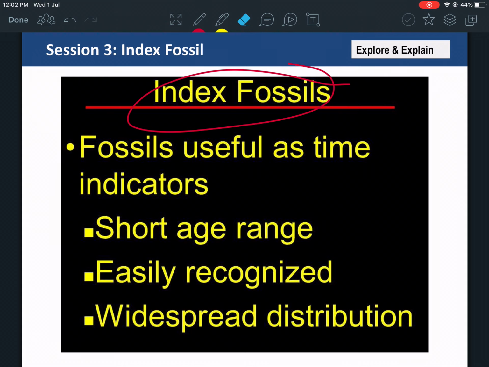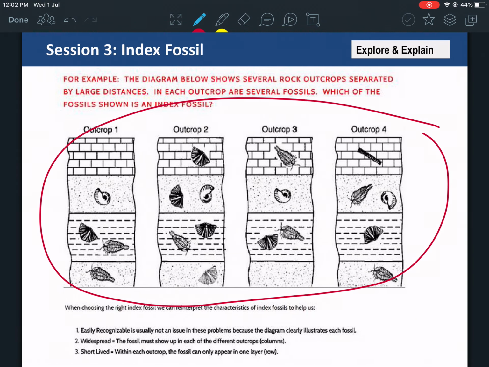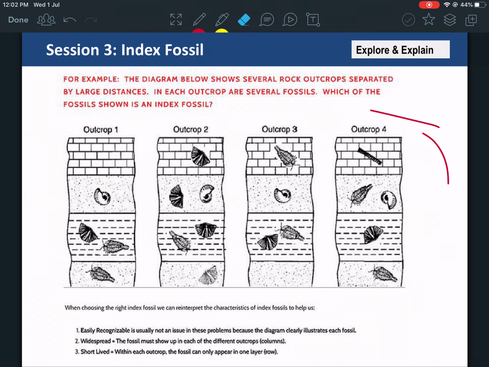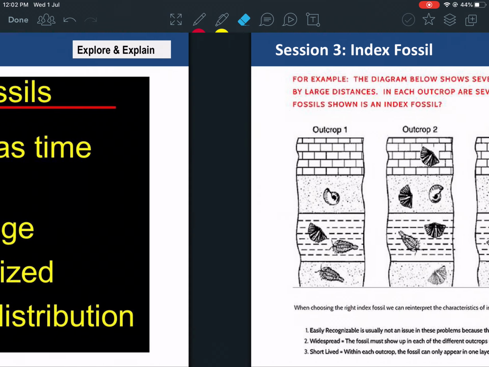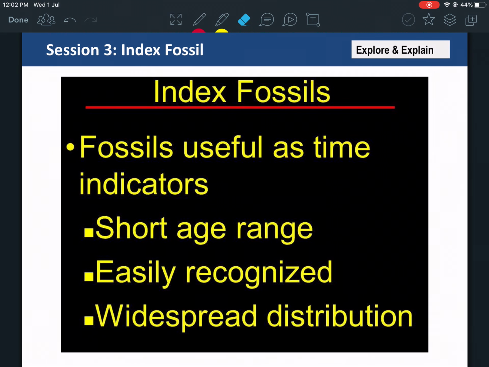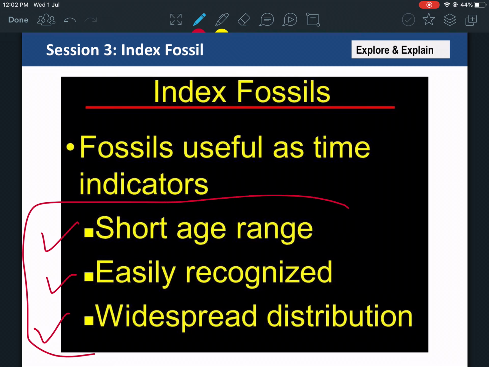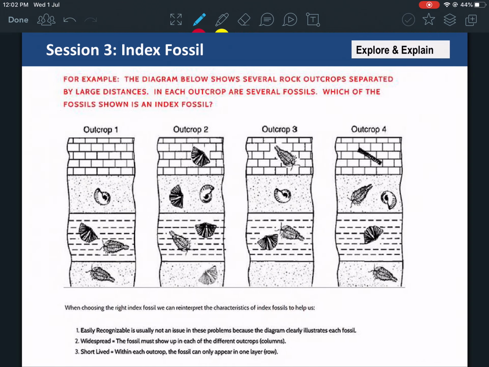Okay, so what's an index fossil? It's a fossil that, here, let me show you. Okay, you can easily recognize it, and it's short range and it's widespread, like it's spread widely. Now, you need to know these, because this is how we know what an index fossil is, but you're not going to understand them unless you see the picture here.